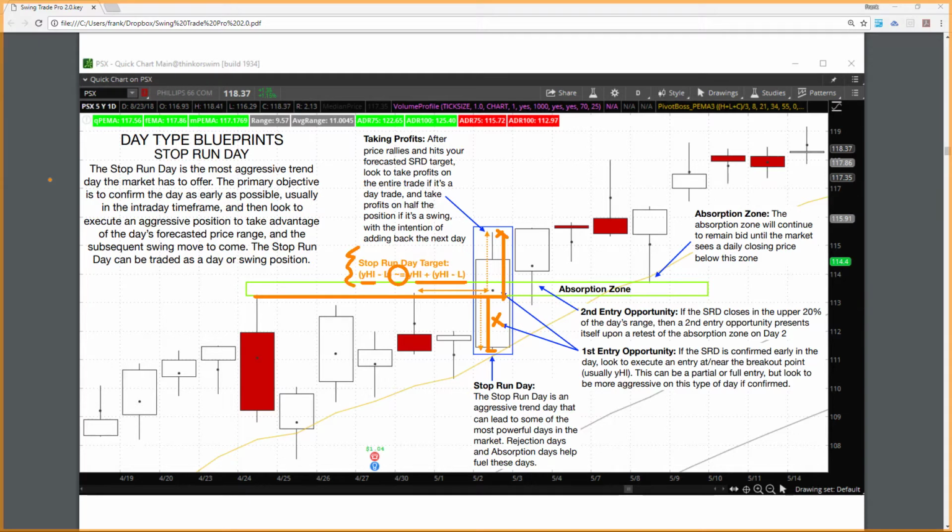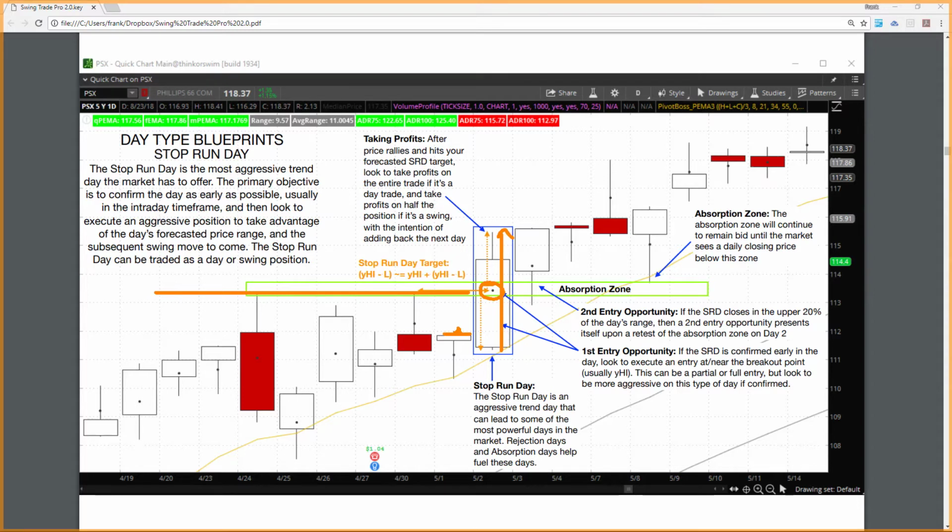Right? Now, that's the previous high though, right here. This is the previous high, but this is the breakout high. So it's whatever the breakout high is. Sometimes it's the previous high. Most cases it is, but sometimes it doesn't have to be the case. So again, what is the breakout level that the stop run day is starting to push through? That's the level you would use to forecast your measurement.